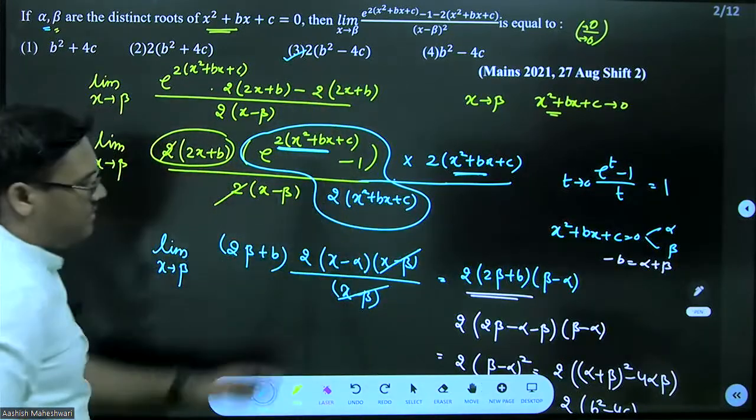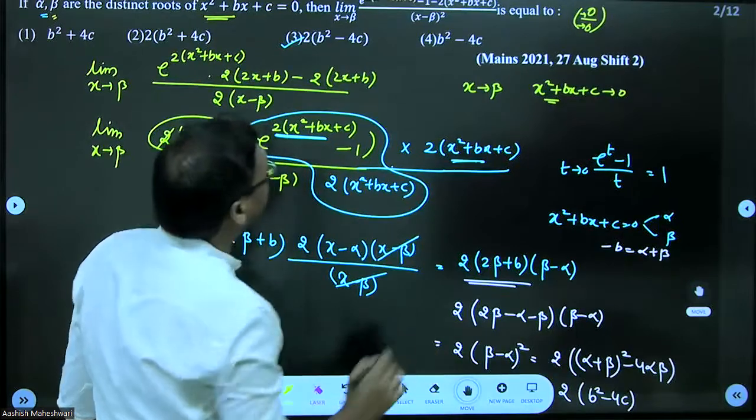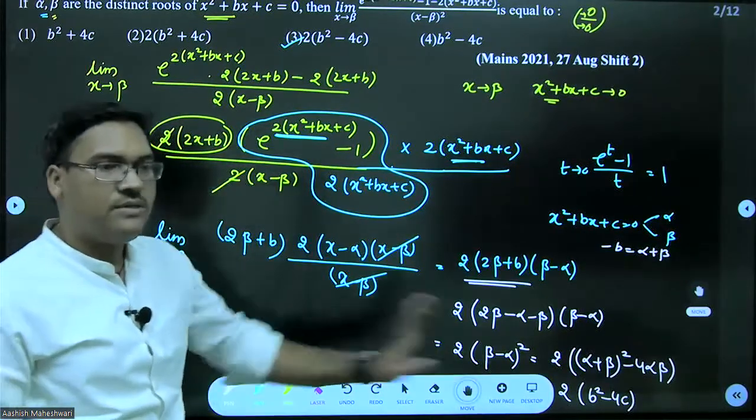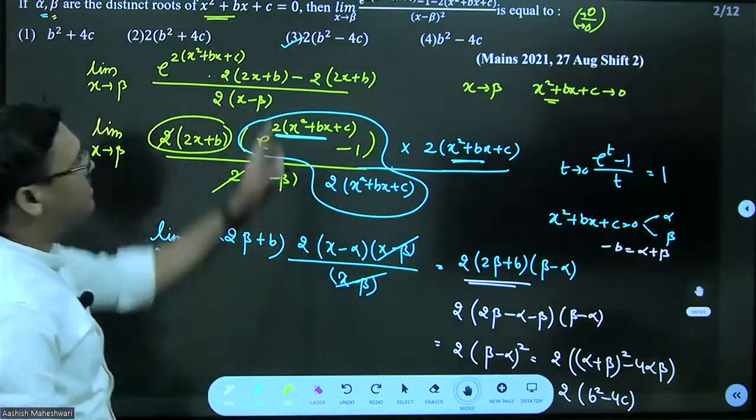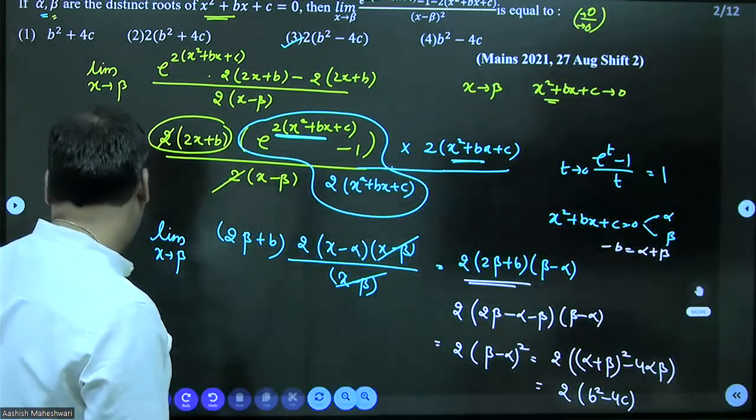So again, you can see how we got this. I just move this. This is 2 b square minus 4c, right? So this is clear. Just applying the L'Hopital here. So now let's move to the next question.